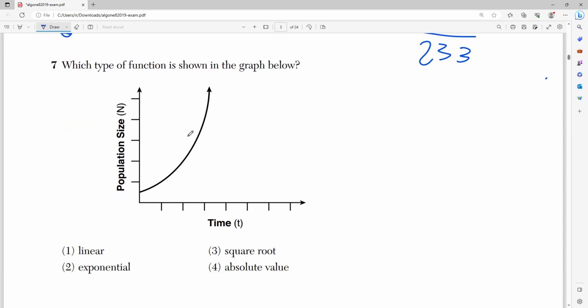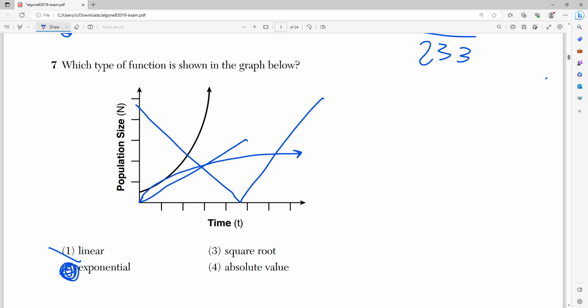Which type of function is shown in the graph below? This is an exponential function. Why? A linear function would be just a straight line, right? Absolute value would be a V shape, right? And a square root function would be the opposite. It would be this, but like that. That'd be a square root function.